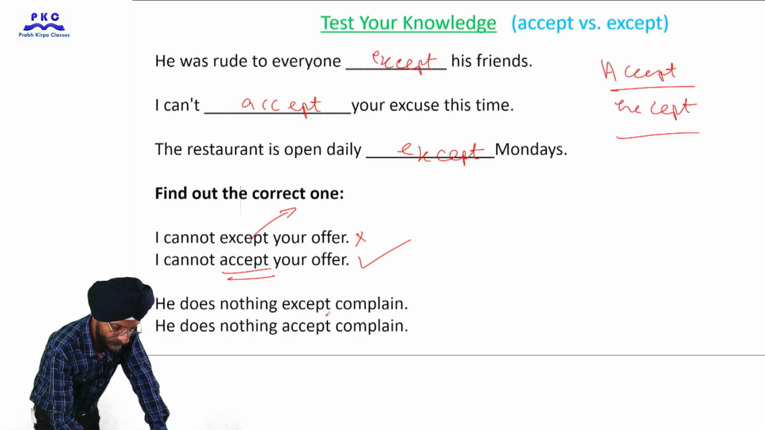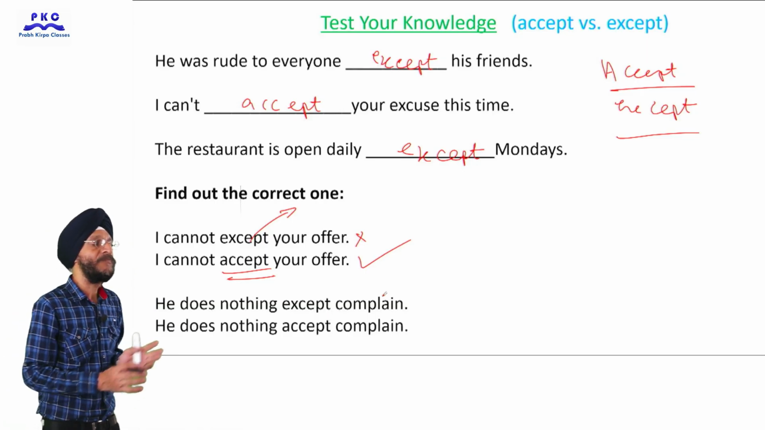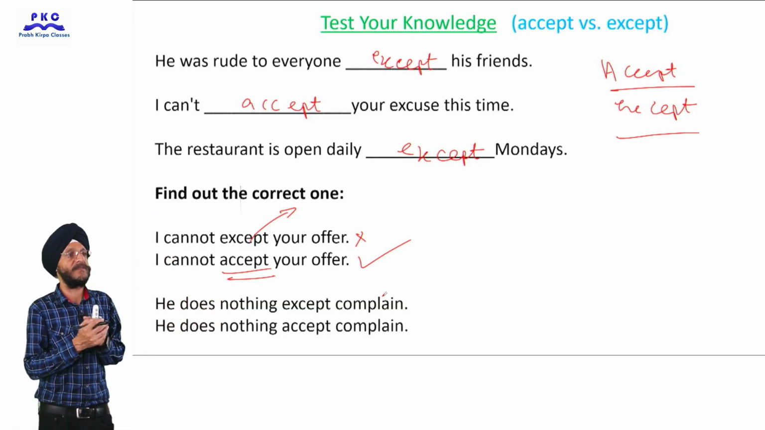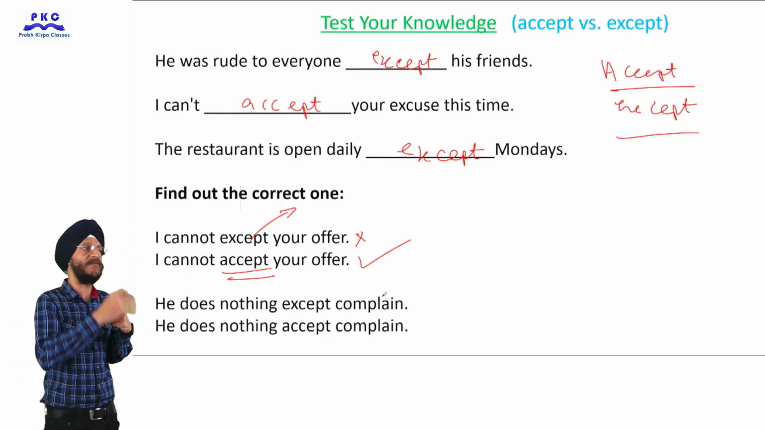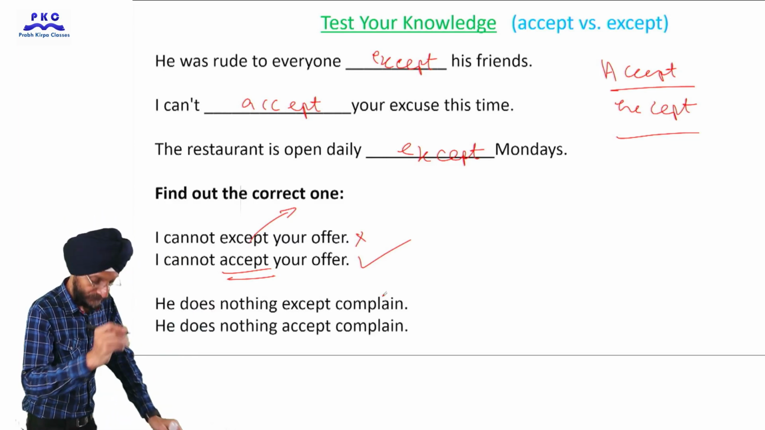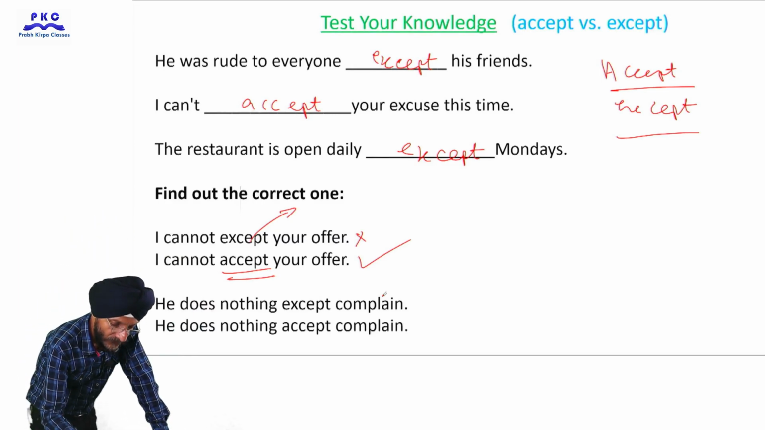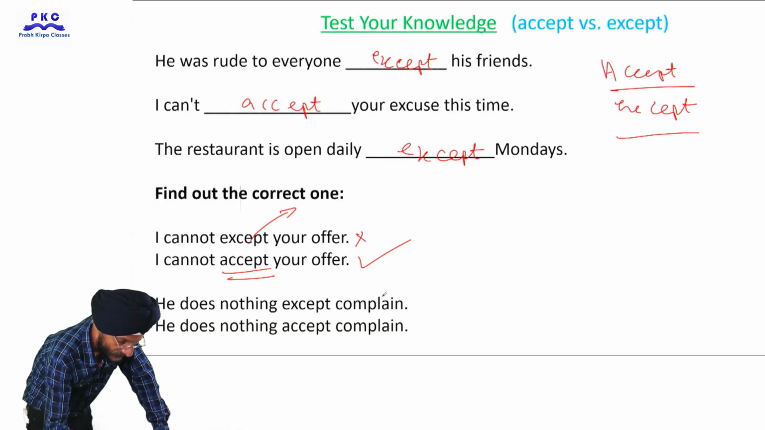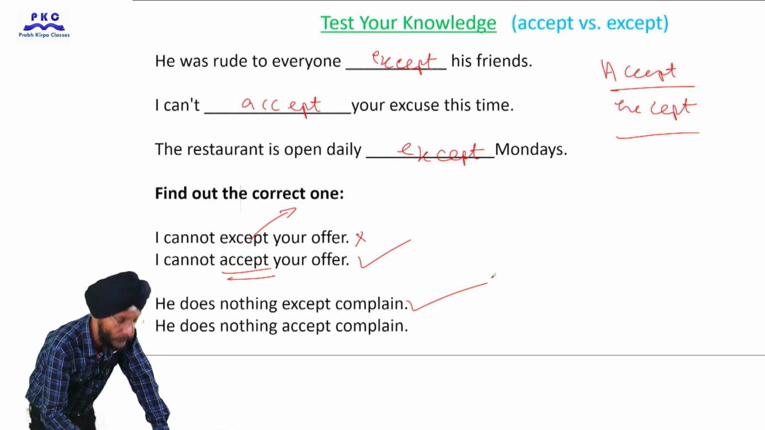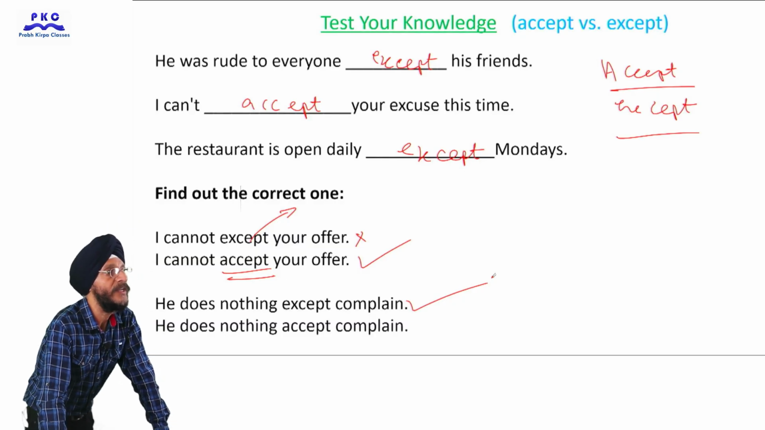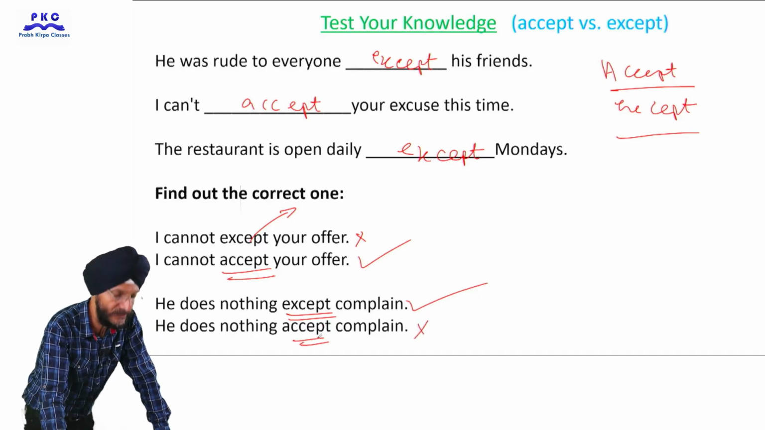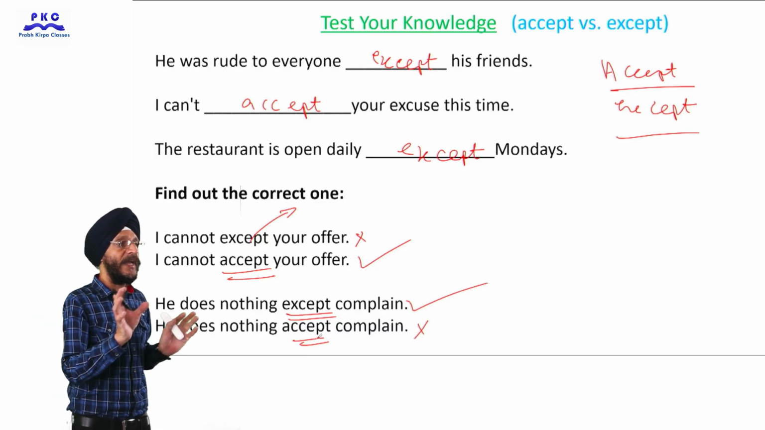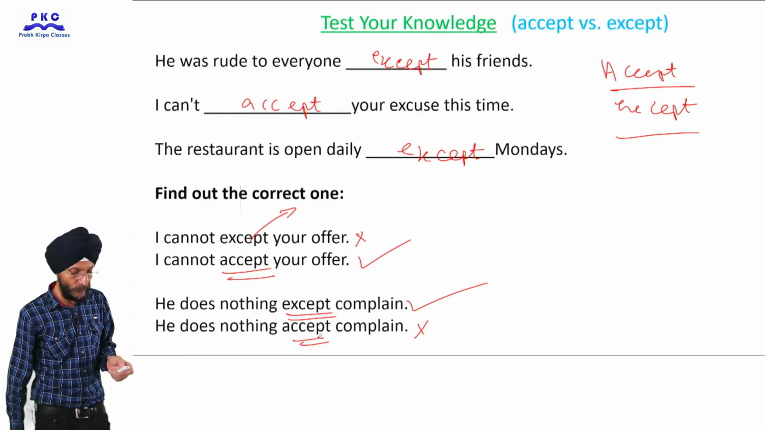He does nothing except complain. It means that a person is in the habit of making complaints. He does not do anything other than that. He does not have any other work. So here we will use the word meaning other than, except. So here it will be okay. He does nothing except, other than, complain. Here accept is not the correct word. He does nothing accept agreeing to complain. It does not fit into the sentence.